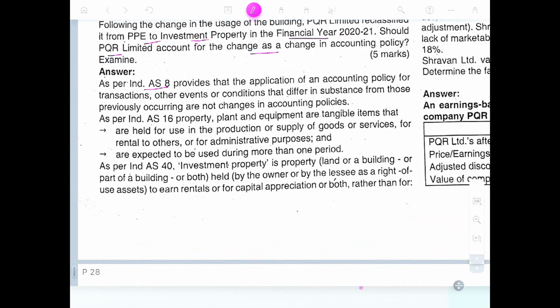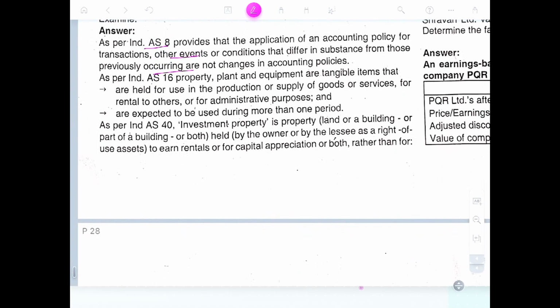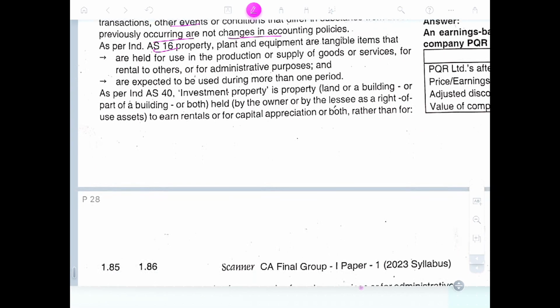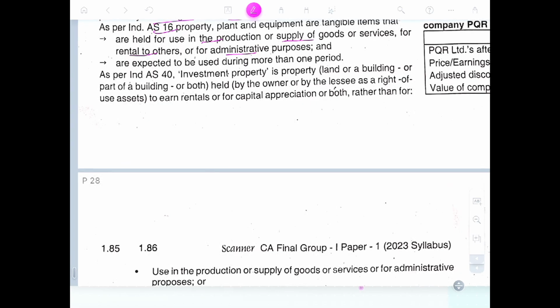In Ind AS 8, the application of an accounting policy for transactions, other events and conditions that differ in substance from those previously occurring is not a change in accounting policy. In Ind AS 16, property, plant and equipment are tangible items that are held for use in the production or supply of goods and services, for rental to others or for administrative purposes, and expected to be used for more than one year.